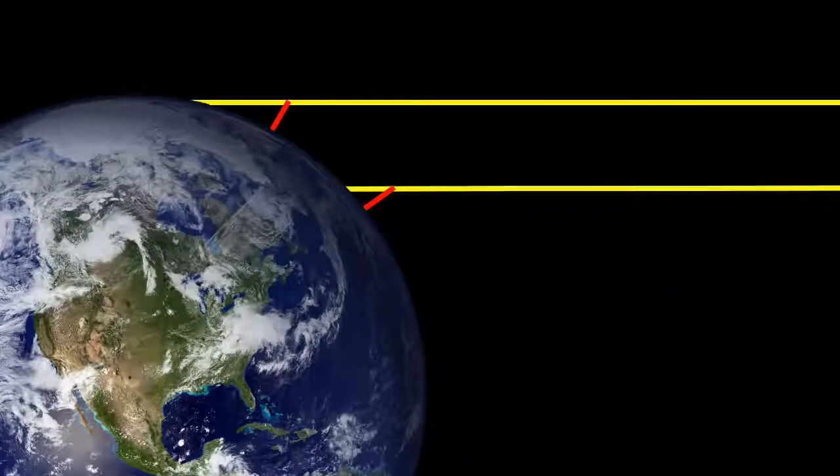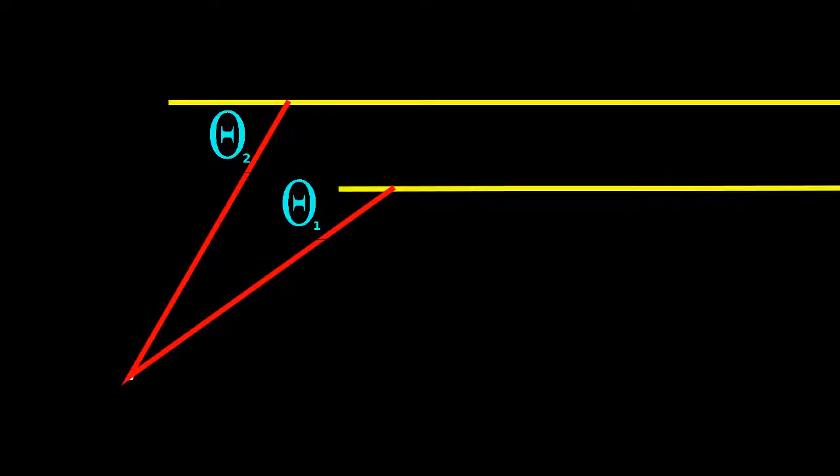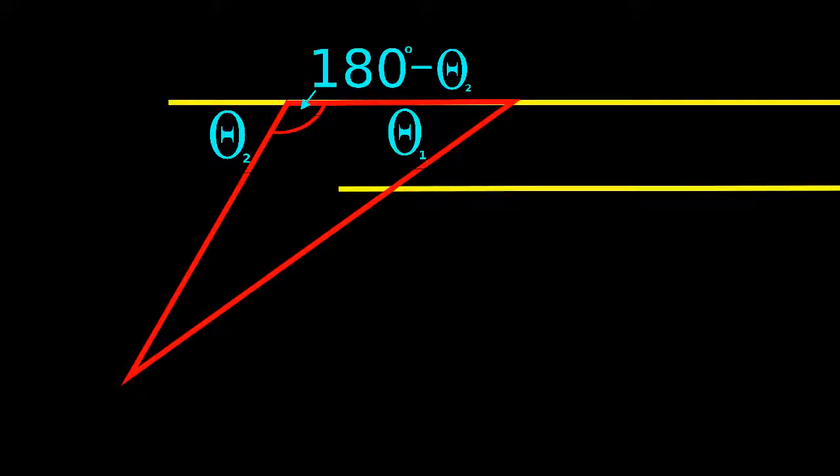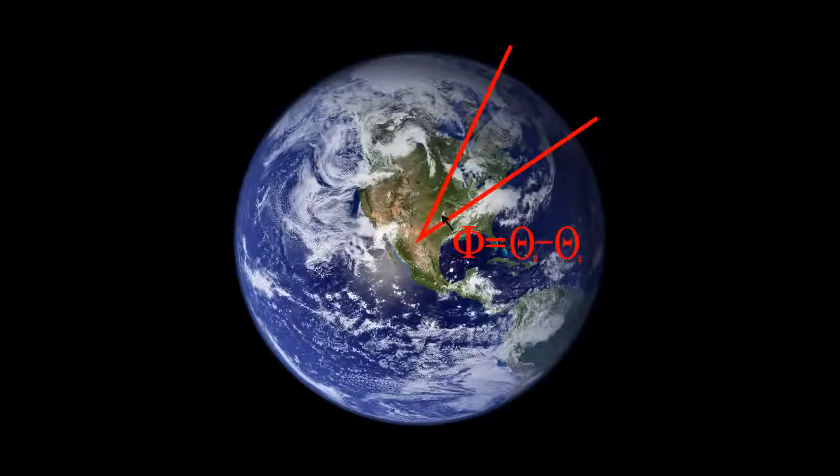The sun is so far away from the Earth that the light comes in at nearly the same angle no matter where you are on the planet. We'll use this to figure out how many degrees separate any pair of points. Again, using trigonometry, we see that the angle separating the pairs of points on the Earth is related to the shadow angles by phi is equal to theta 2 minus theta 1.